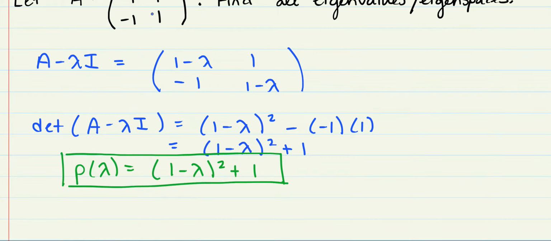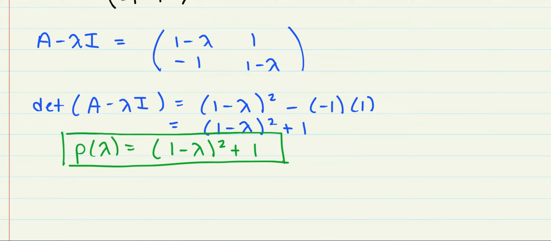Now I would like to write this characteristic polynomial in a factored form. So I would like lambda minus an eigenvalue, and if there's more than one, lambda minus first eigenvalue times lambda minus second eigenvalue, and so on. How can I do this? Well, I'm going to set this characteristic polynomial equal to 0.